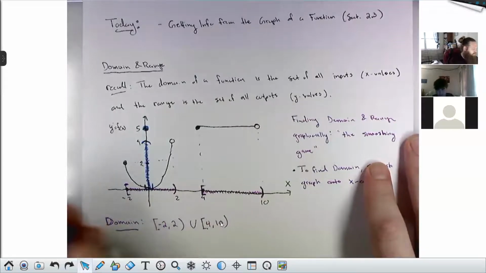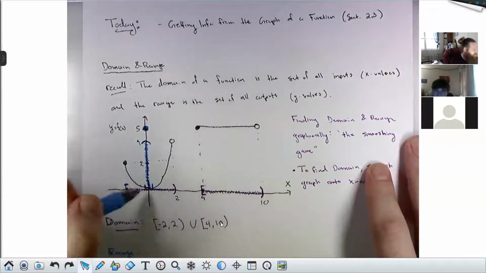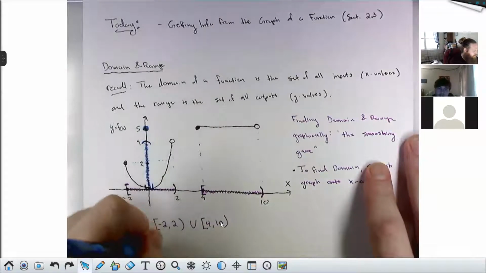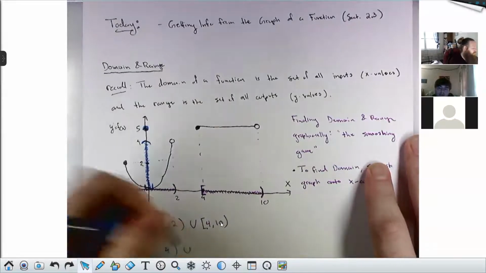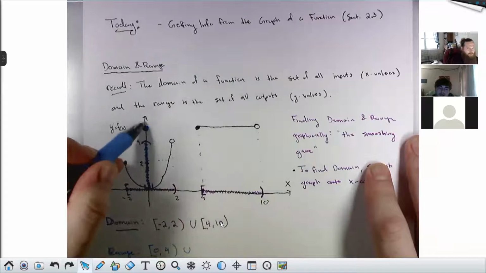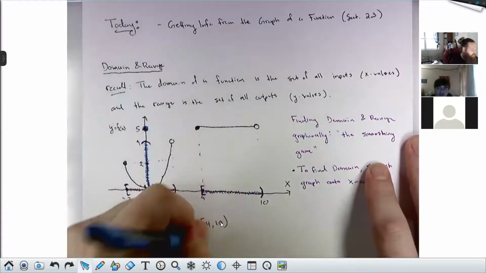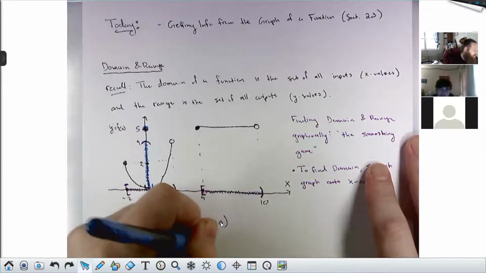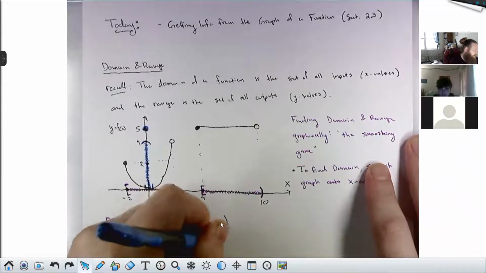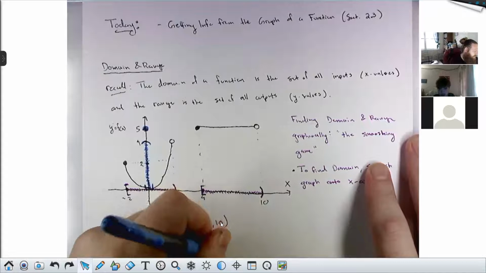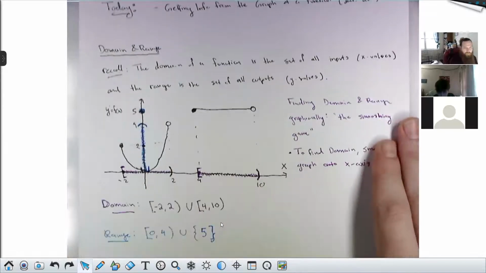So my range would be from 0 to 4, left closed, right open. Union with, this is not an interval, right? This is just the single number 5. So we write that as the set containing just the single element 5, like this.